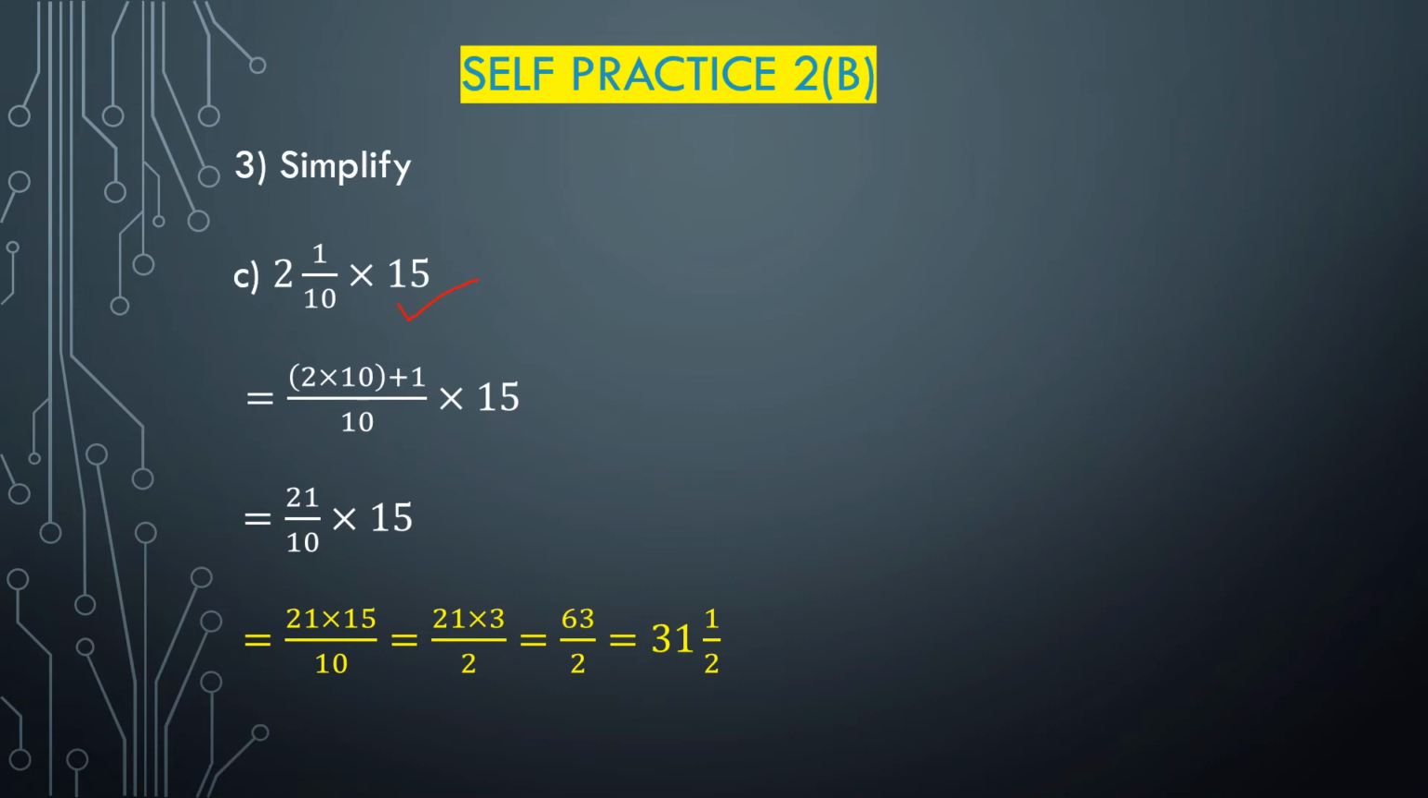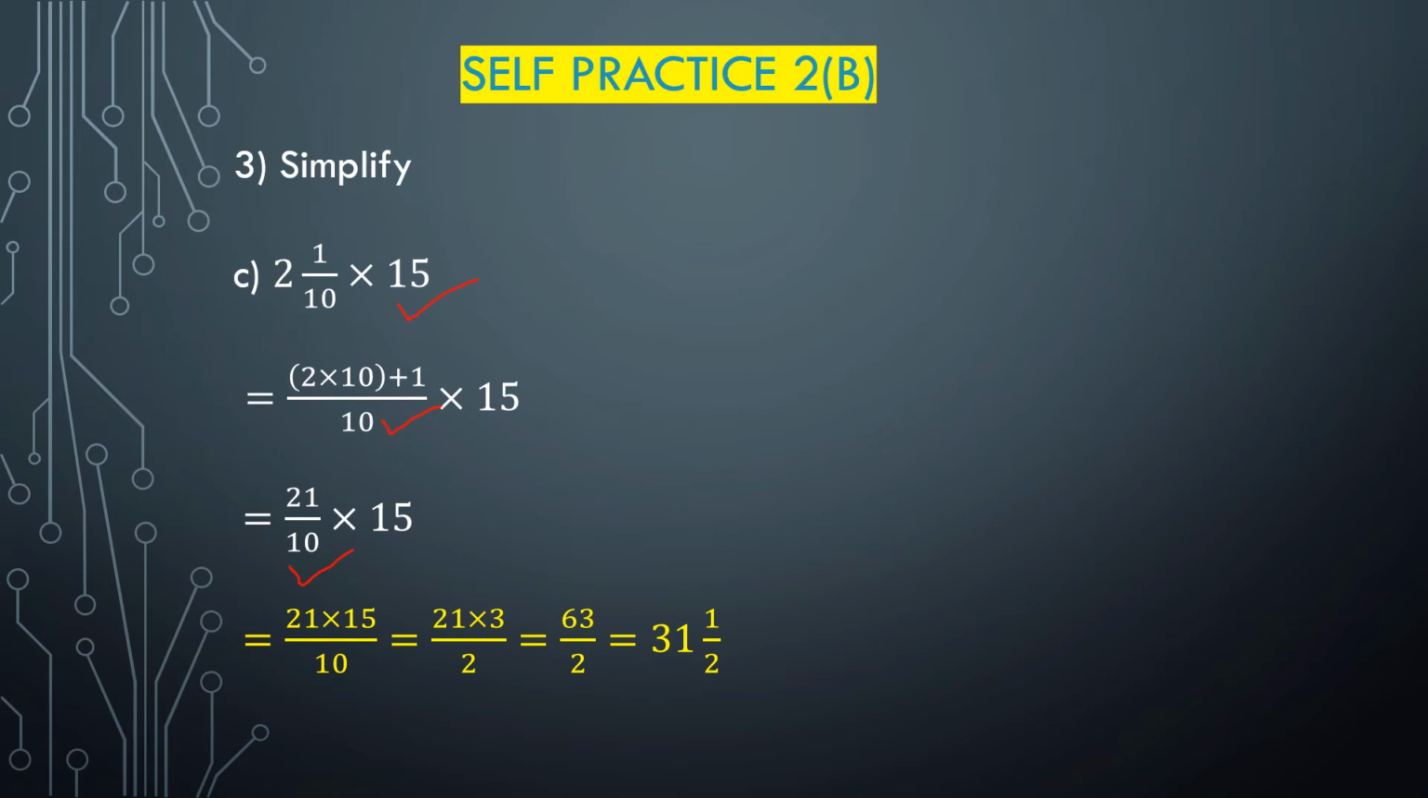To convert a mixed fraction into an improper fraction, just multiply the denominator with the whole number and add the result to the numerator, divided by the denominator. So multiply denominator 10 with whole 2, plus numerator 1, divided by denominator 10. 10 multiplied with 2 is 20, 20 plus 1 is 21, so 21/10 multiplied with 15.